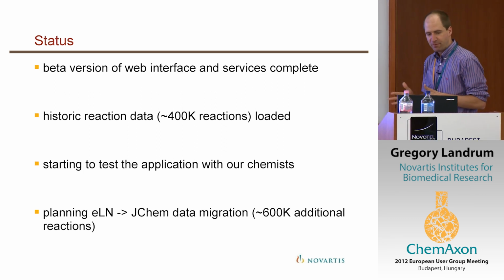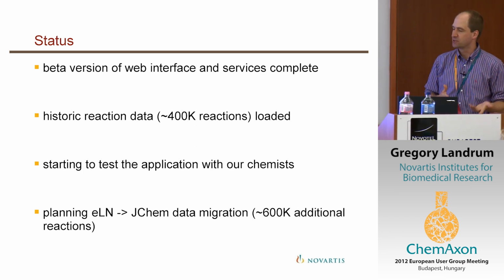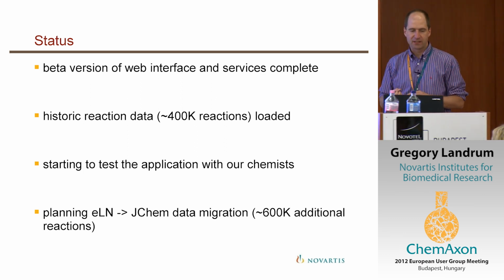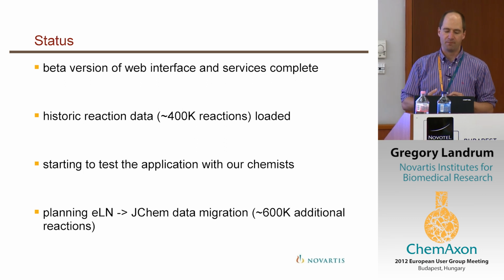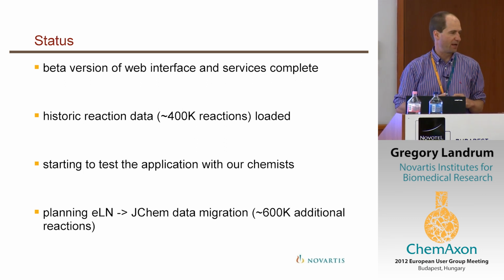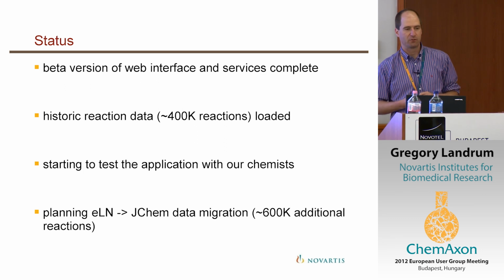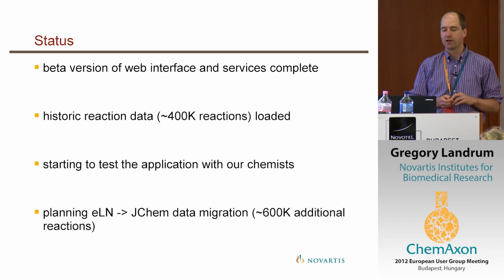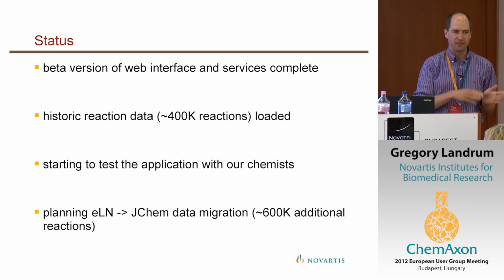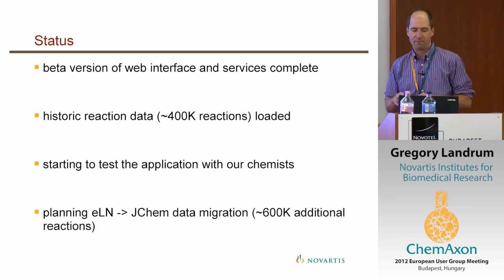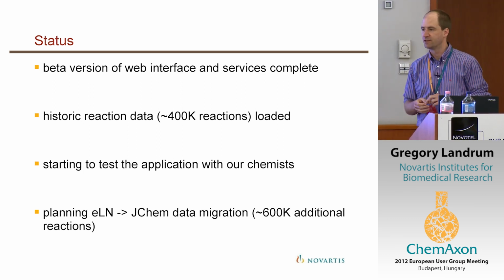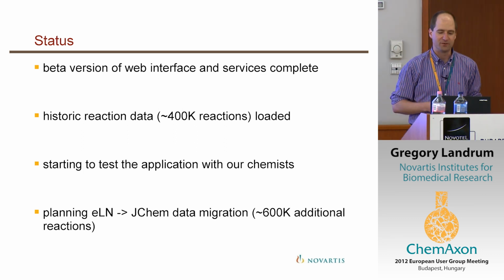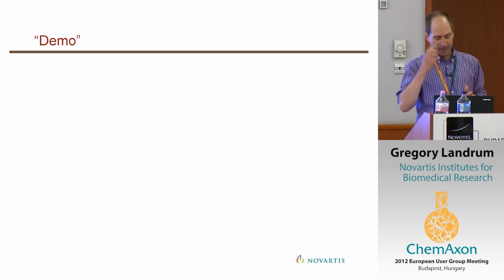The status of implementing all of this: we have a beta of the web interface, which I will show you, and a beta of the services. The 400,000 historical reactions have been loaded. We're starting to test the application with our chemists next week, I guess, with the acceptance teams that we have in each of our various sites. And we're in the process of planning the migration of the ELN data into JChem. This is, at the moment, about 600,000 additional reactions. It's a big job, and we're still figuring out how we're going to do that. Okay.